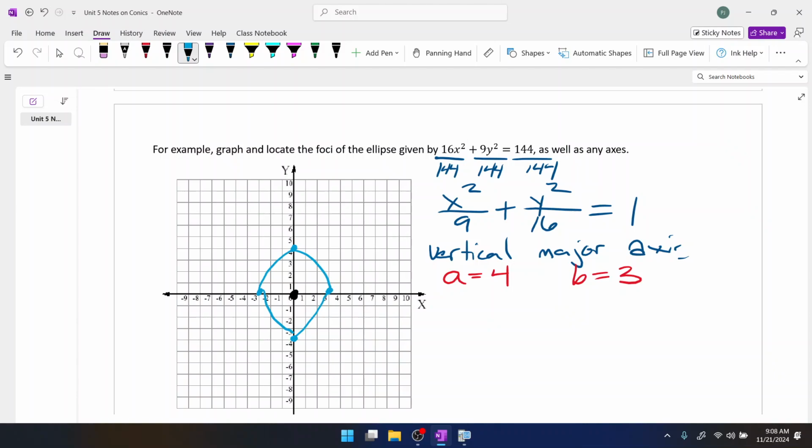Now, one thing you can do is you can even graph this on your calculator. I'll show you how to do that.